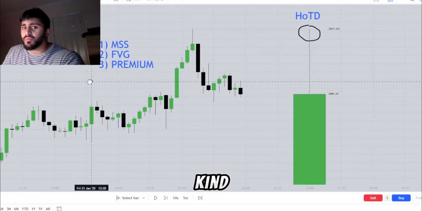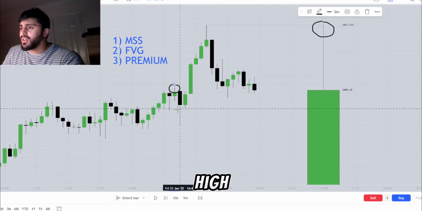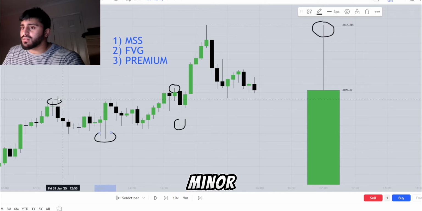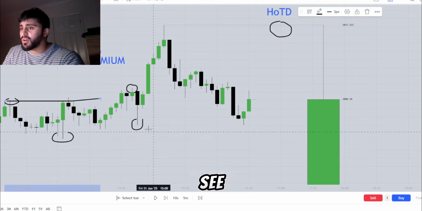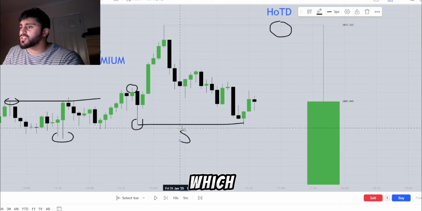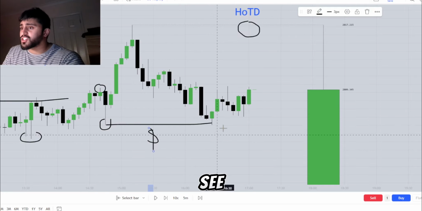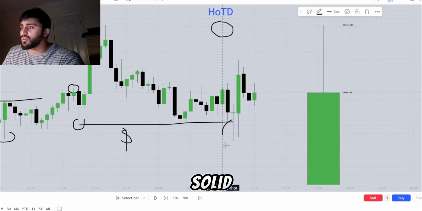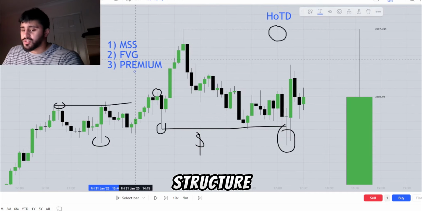So now from here, let's break these concepts down a little bit further. We see a structural high and a structural low. We see some minor structure just over here, nothing crazy. We need to see a change in the state, we need to see price shifting. So we see price giving us equal lows, which for me, for this particular setup, is just about good enough, right? We see a tiny shift over here. In fact, we see a more solid shift over here. So this is what gives us our step number one. This is our market structure shift.